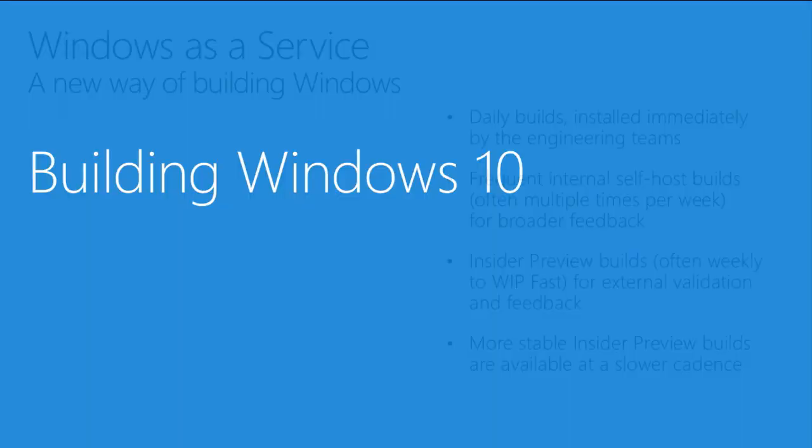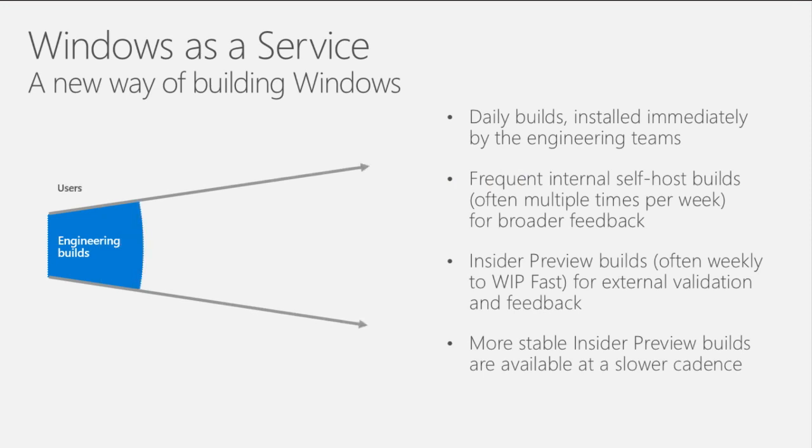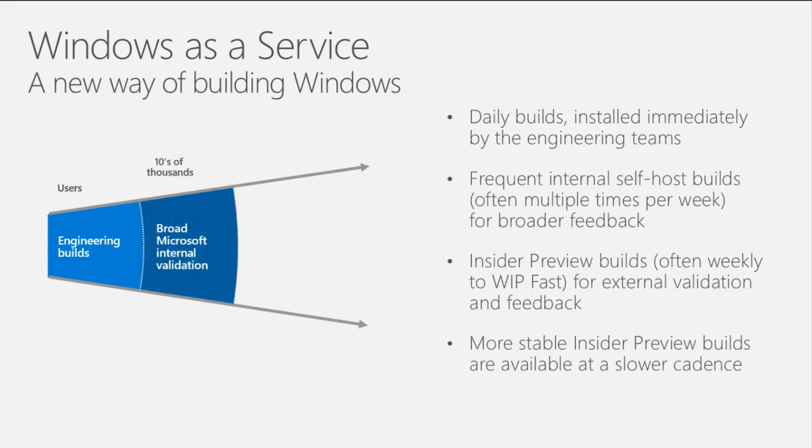Sounds good, Atel. Let's start with talking about how we build Windows 10. So it all starts each day when we produce a new engineering build based on the latest set of software check-ins from our engineers. Now this build is available immediately to thousands of engineers within the Windows organization, and they install and use this and provide feedback immediately. Now several times a week, these builds will go out even broader within Microsoft to tens of thousands of users within Microsoft through a broad self-host program.